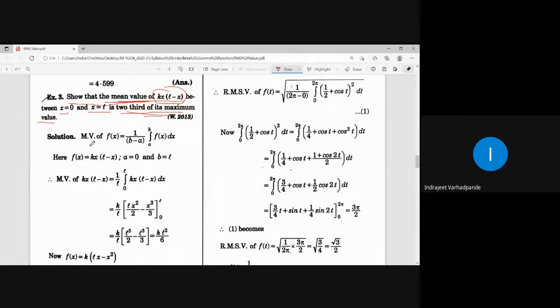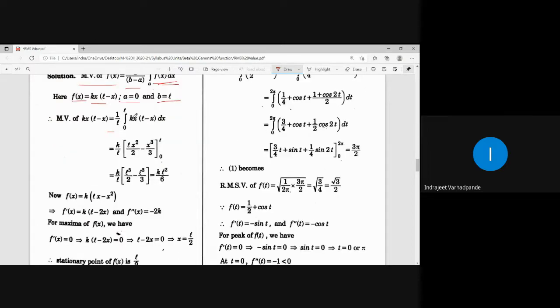So what is the formula for the mean value given by? Mean value of f of x is 1 upon b minus a, integral a to b f of x dx. So here f of x is equal to k into x multiplied by L minus x, and the lower limit is x equal to 0, the upper limit is x equal to L. So I take a equal to 0 and b equal to L. So the mean value is given by 1 upon b minus a, that is L minus 0, which is L, integral f of x dx. f of x is kx into L minus x.